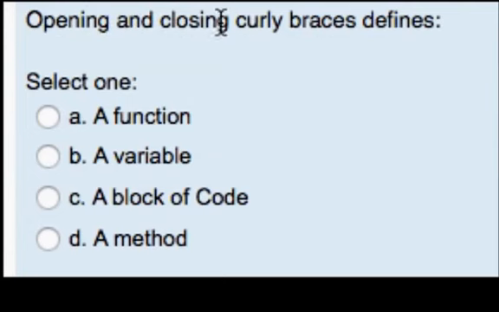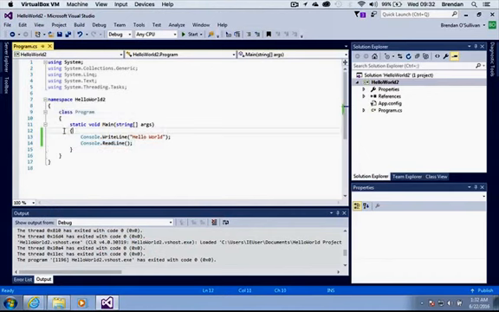Opening and closing curly braces define what? A function, a variable, a block of code, or a method. Okay, of course the answer here is a block of code. We come across numerous different types of blocks of code here.